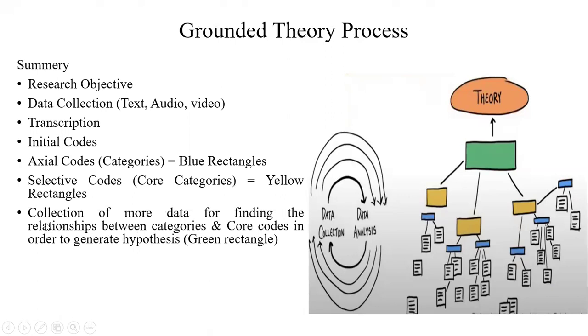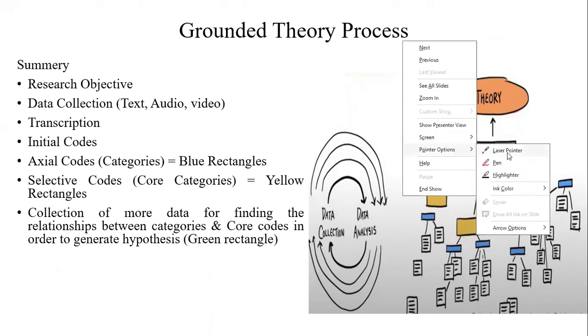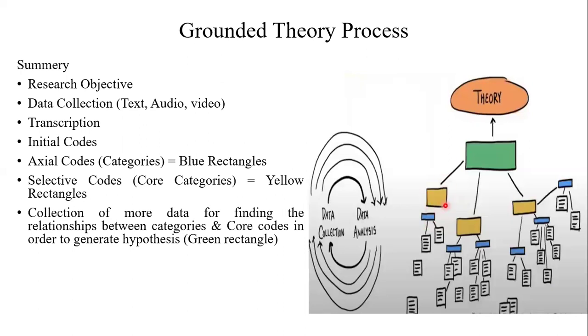After this, you collect more data using the data collection procedure that you have used previously. You collect more data for finding the relationship between categories and core categories. You may be trying to link a relationship between the core categories, like how the rectangles in yellow color may be influencing some other categories. Maybe it is positively impacting this category, or it is negatively impacting this category, or this is positively correlated with other categories, and so on. For checking this, you need to collect more data.